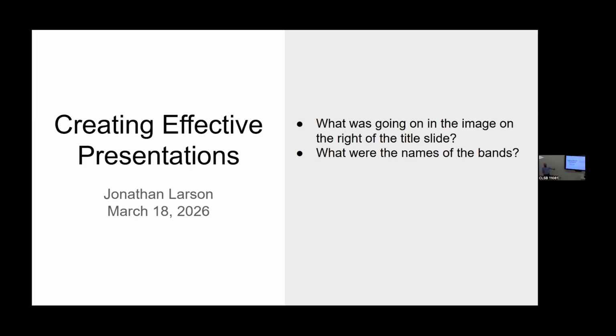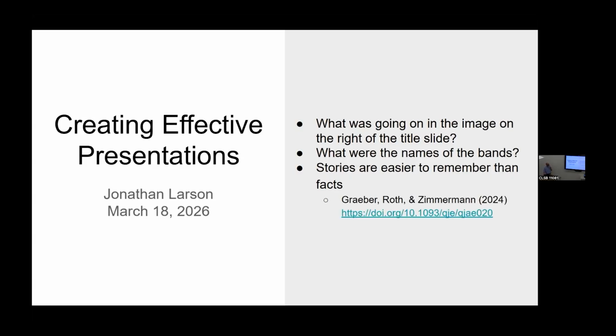The point that I'm trying to make here is that that image had an inherent story to it, and stories are easier to remember than facts. This is not just me saying this, it's demonstrated in studies. Think of it: can you remember the plot of Good Will Hunting? Can you remember the names of the characters besides Will Hunting? It's easier to remember the story than individual names or dates, that kind of thing. So you can leverage this in your teaching.